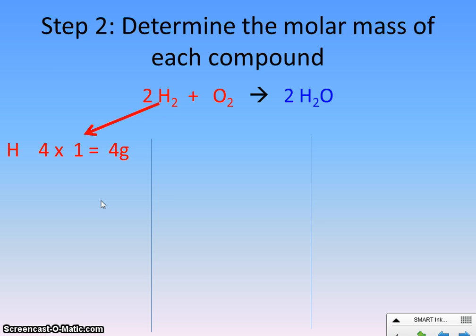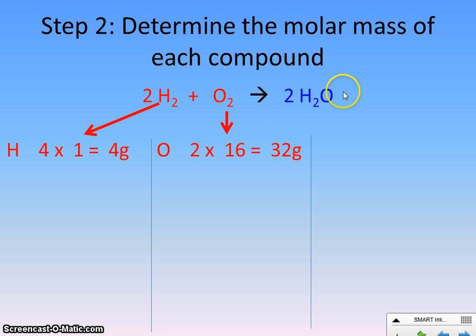Okay. Next, we can calculate the molar mass of O2. Here you have how many oxygens? 2 would be right. So 2 of them, each one weighing 16 grams per mole, means that this is going to have a mass of 32 grams. Okay?